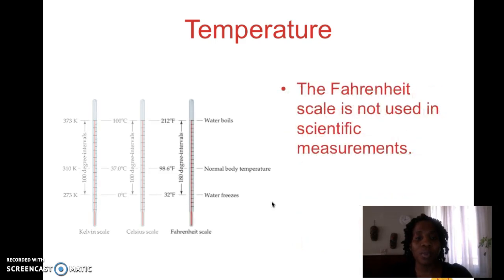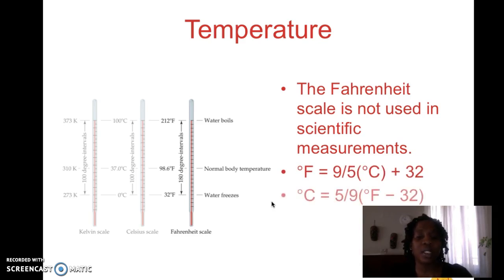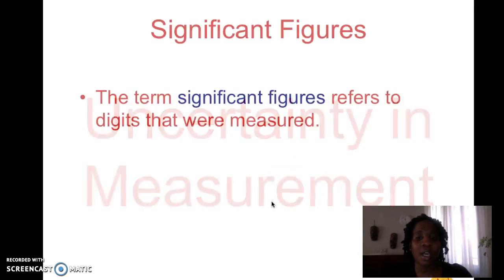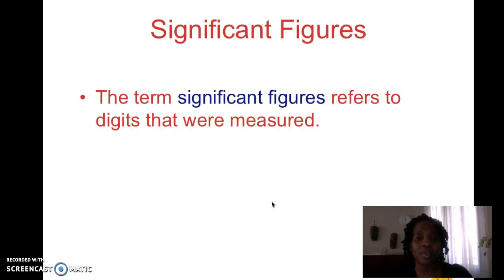Going back and forth between Celsius and Kelvin is rather simple. You just take the Celsius and add 273. Going between Celsius and Fahrenheit, a little bit more complicated, but there are formulas there provided for you. Density is a physical property of a substance. Let's talk a little bit about significant figures.